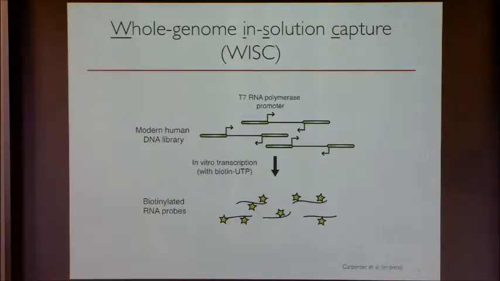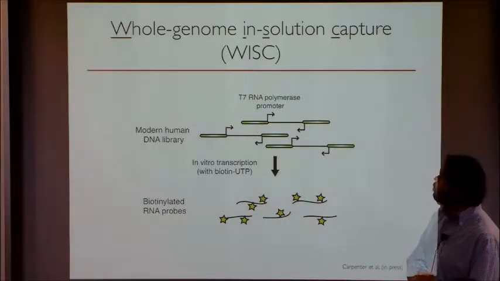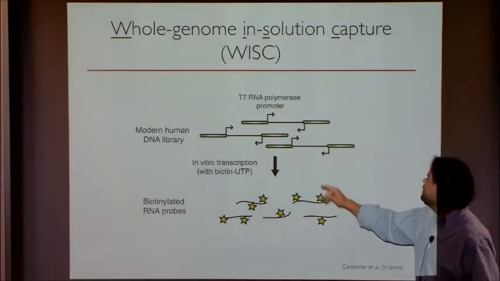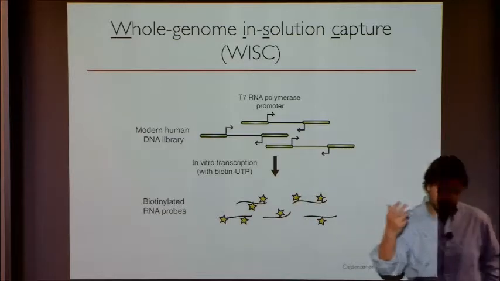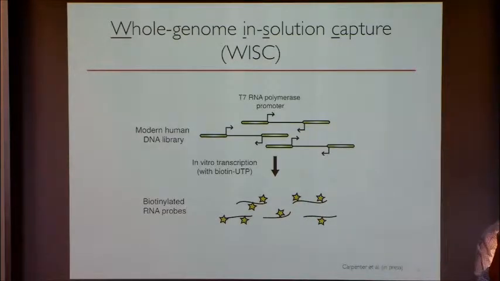Okay, so here is how WISC works, and the details are really quite straightforward. You can imagine that one big problem when you want to do capture is that the last thing you want to do is introduce human DNA into an ancient DNA library, right? So you're not going to want to bait with human DNA. So one thing you could do is bait with RNA. And so the big problem then becomes, what is your source of RNA?